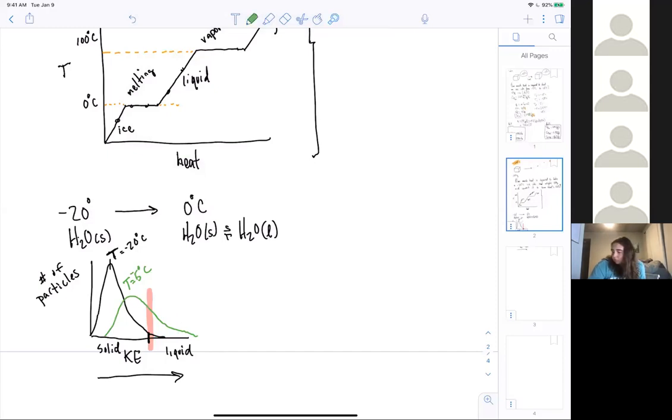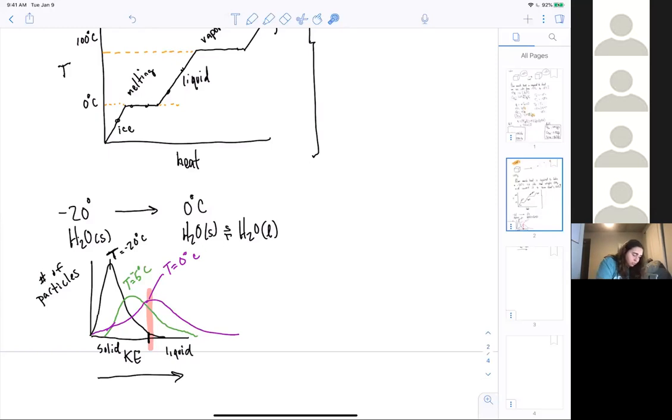When we finally get to the melting point, this is when things start to get interesting. I find it interesting, I guess. So now we're right here. Now what we see is that the average kinetic energy of the system is right on this interface between where the solid and the liquid are. Okay, so this is where things start to make sense as far as why the temperature is leveling off.